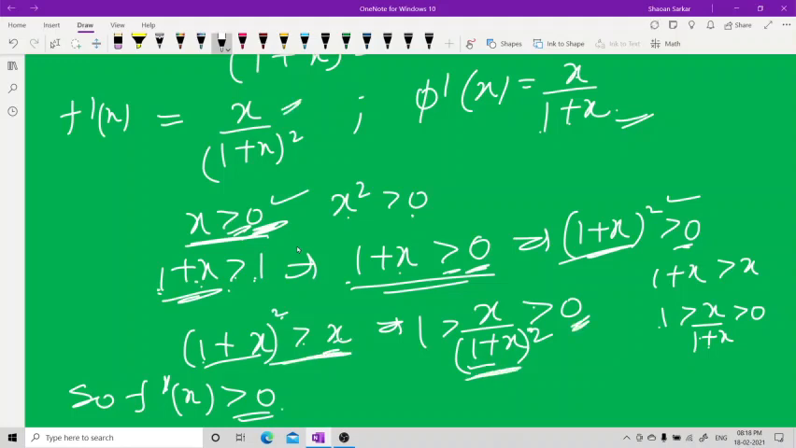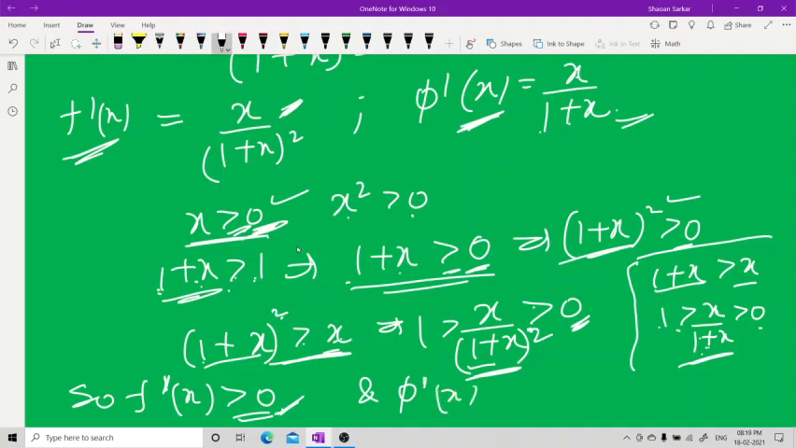Therefore this quantity is greater than 0. This is what I have got. This is how it came. Now look at phi dash x. Check phi dash x. Look here. 1 plus x is greater than x and x is greater than 0. Undoubtedly, you take 1 plus x down. So both of them are greater than 0. This quantity is also greater than 0. Therefore, f dash x is greater than 0 and phi dash x is also greater than 0 because of these conditions. You need to write down the condition.